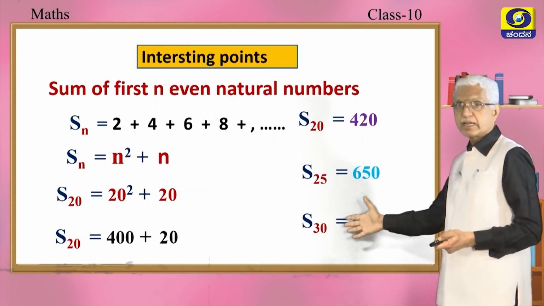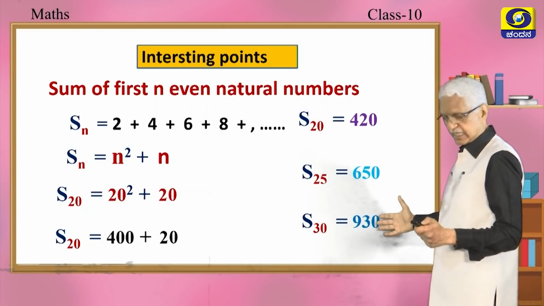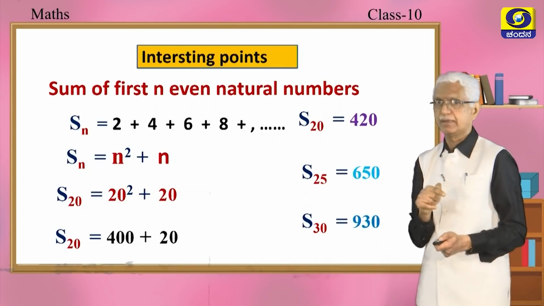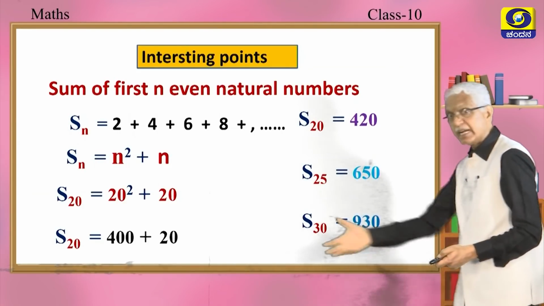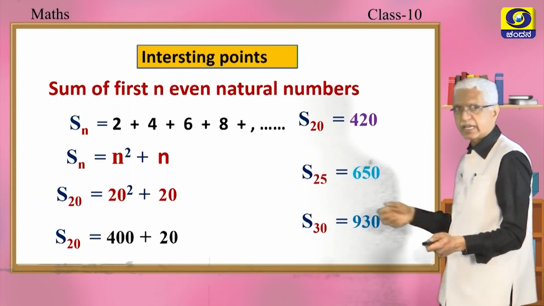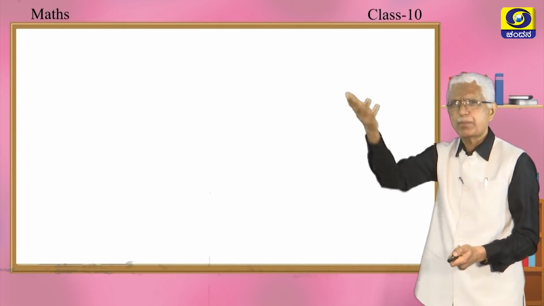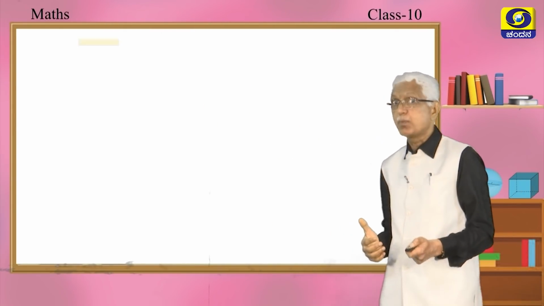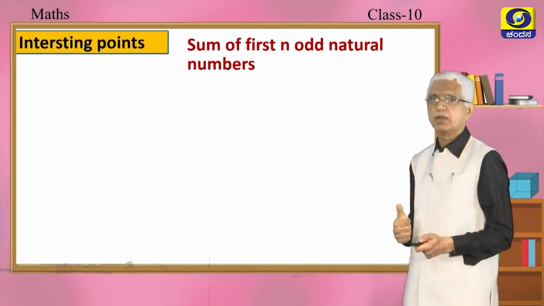Next, you want to find the sum of the first 30 even natural numbers. Yes, 30. 30 square plus 30, they have already given you the formula. Probably we will be seeing in a couple of minutes how we got that formula. Yes, 30 gives 930, that is 30 square plus 30. 30 square is 900, 900 plus 30 is 930. Probably now we will be observing how we got that formula.